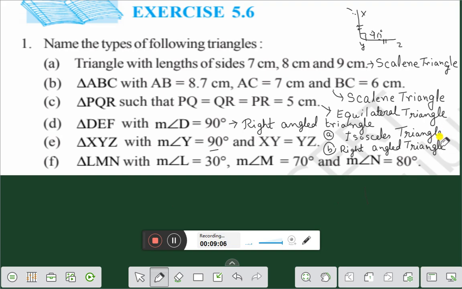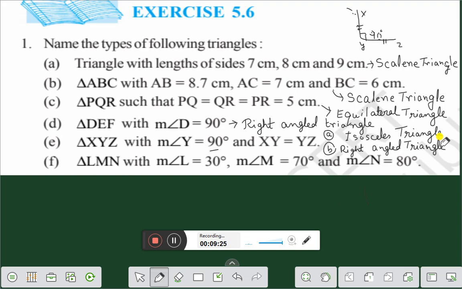Right. Therefore, we found that in question number E, we can name it according to angle or according to side. If we name it according to side, we can say it is an isosceles triangle since the two sides are the same. If we name it according to angle, then it will be a right angle triangle.